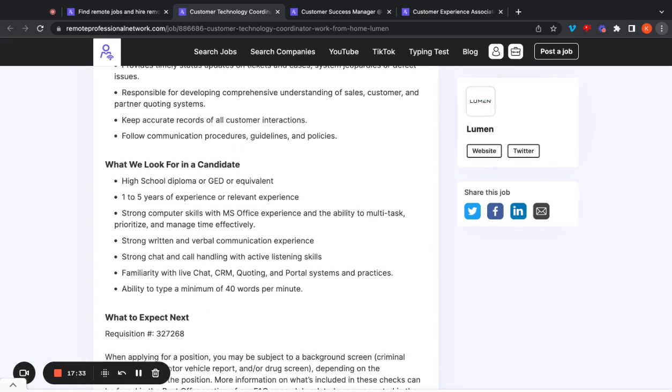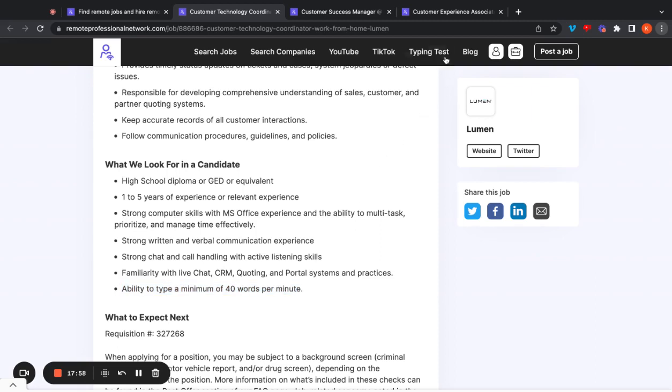And as far as what they want from you, a high school degree or equivalent, 1 to 5 years of experience, strong computer skills are going to be great, Microsoft Office and the ability to multitask, strong written and verbal communication experience, strong chat and call handling with active listening skills, and familiarity with live chat, CRM, quoting, and portal systems, and the ability to type a minimum of 40 words per minute.